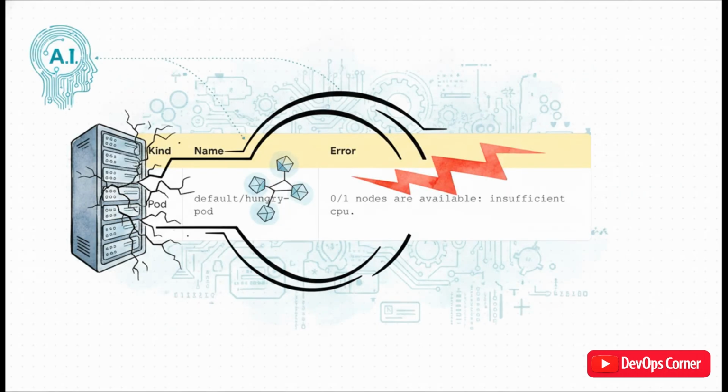And bam, right away, it finds the issue with our hungry pod. The error is insufficient CPU. Now, this is already way faster than digging through describe output, but let's be honest, it's still a bit technical. It tells us the what, but not the why or how to fix it.